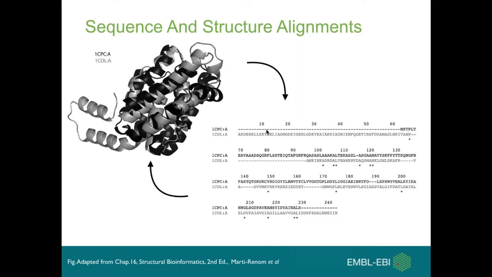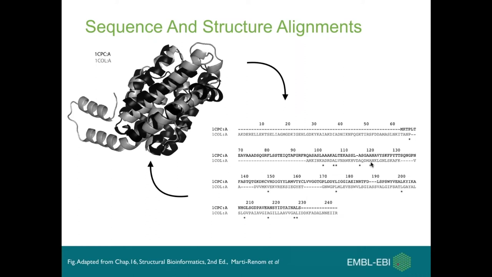acids into register, whether that's three-dimensional space or within the sequence alignment shown on the right-hand side, we can then transfer annotation. So on the asterisk, the pair of asterisks, you can see that they are around position 120. You can see that actually at that position, those two amino acids are invariant. And so that may indicate some conserved function.